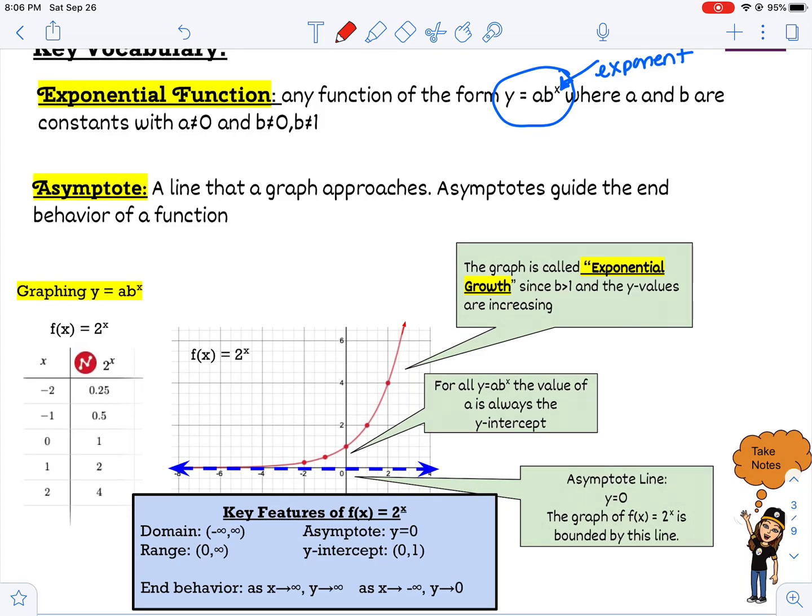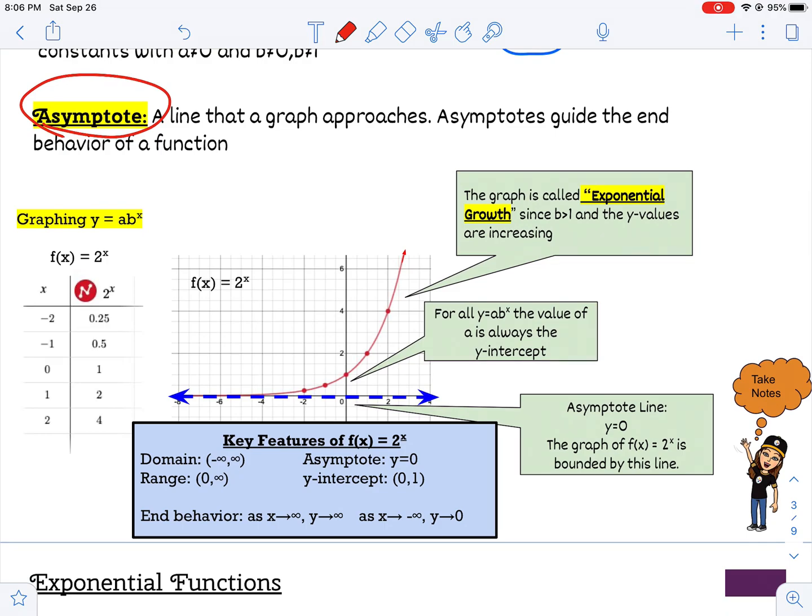Exponential functions do have a special feature to them. They have these things called asymptotes, and those are lines that your exponential is going to get really close to but not actually touch or cross. So it kind of helps guide the boundaries for your end behavior. So in this case, the one that you just wrote down, y equals 2 to the x, this would be considered exponential growth. Couple ways I can tell that.